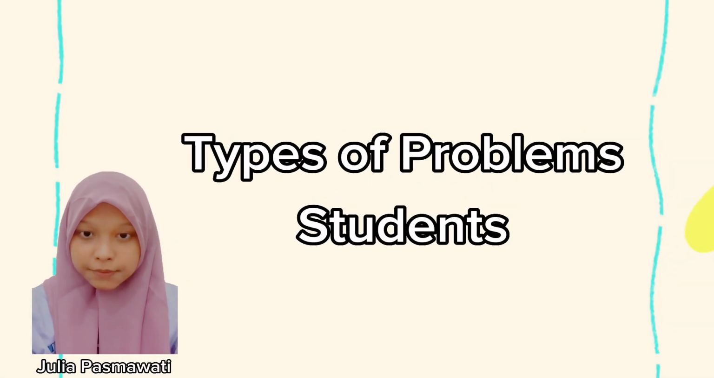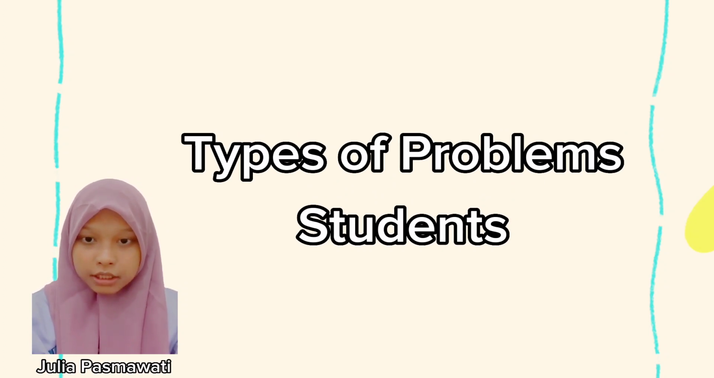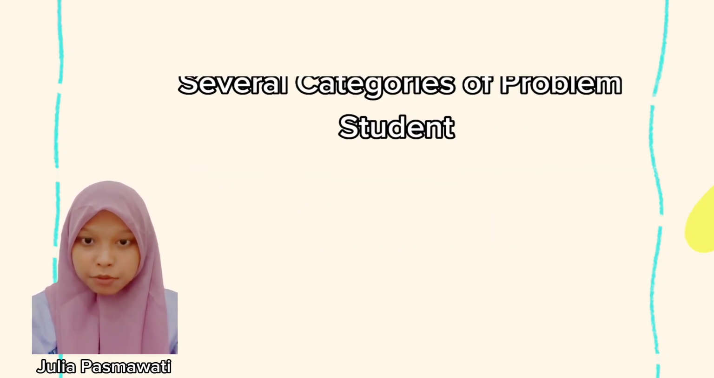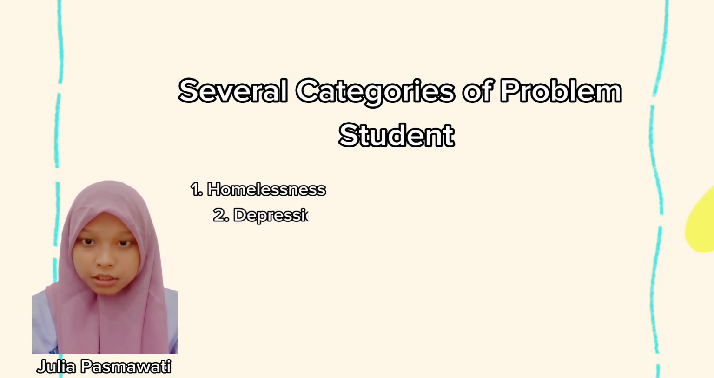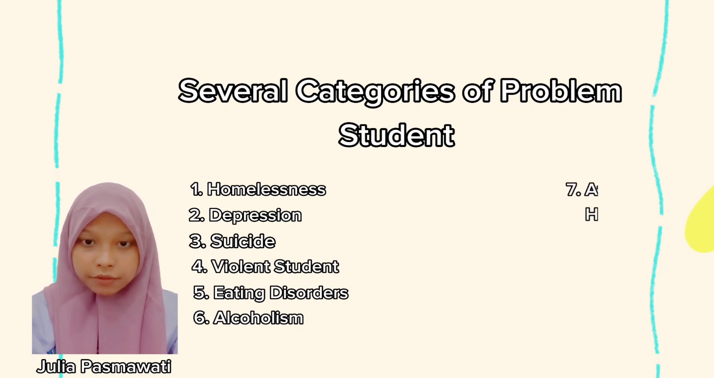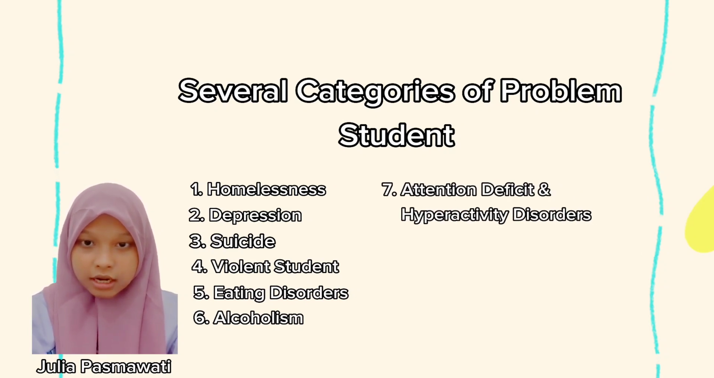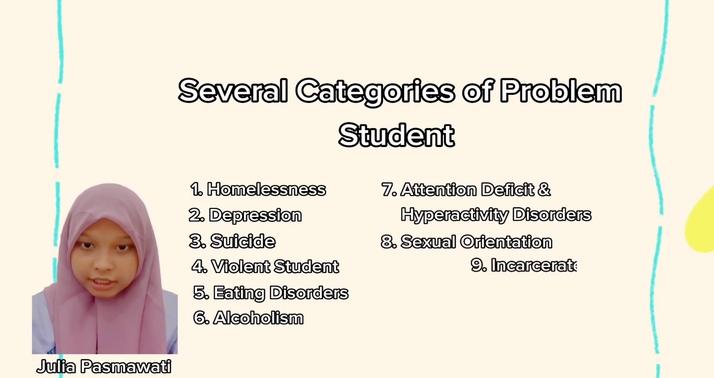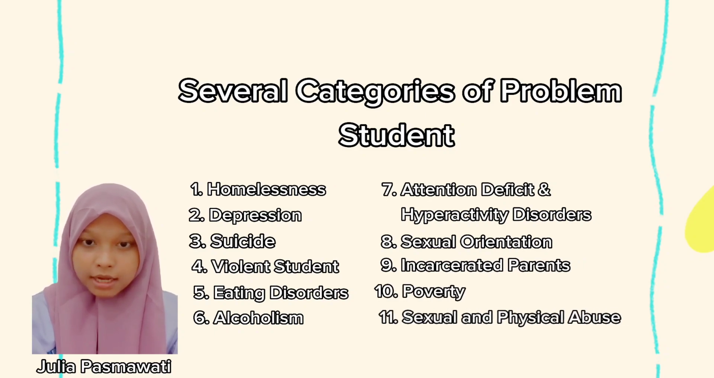Alright, I will continue the material from Azmi Sauki. Video 4 provides a brief summary of some types of problems students face in their lives and consequently the types of issues teachers must deal with. The research findings are reported in Video 4. The several categories of problem students are homelessness, depression, suicide, violent students, eating disorders, alcoholism, attention deficit and hyperactivity disorder, sexual orientation, incarcerated parents, poverty, sexual and physical abuse.